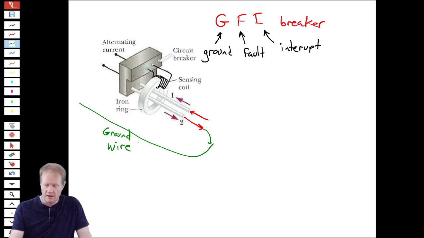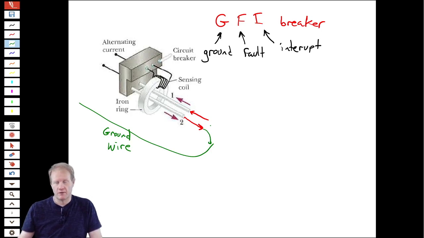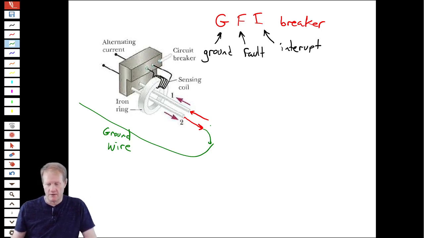So what this test does is says, I want to make sure that the same amount of current that goes out on this one wire is coming back on the wire it's supposed to. If it's not coming back on that wire, then it's probably coming back on the ground, and it could be going through a person on its way to ground.